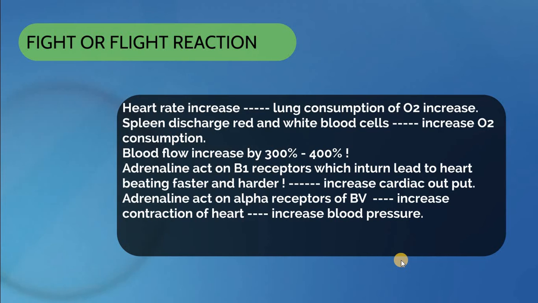Adrenaline acts on beta-1 receptors, which in turn leads to the heart beating faster and harder, increasing cardiac output. And adrenaline acts on the alpha receptors of the blood vessels. It will lead to increased contraction of the heart and an increase in blood pressure.